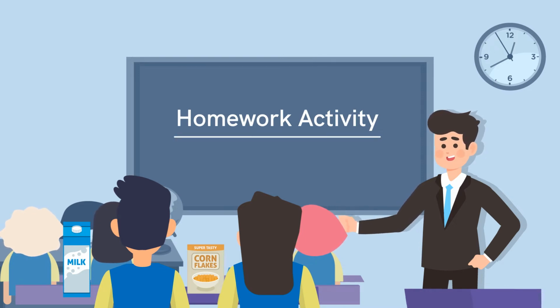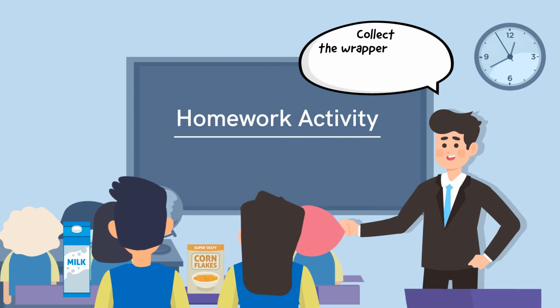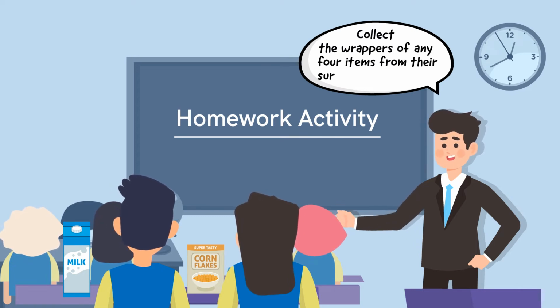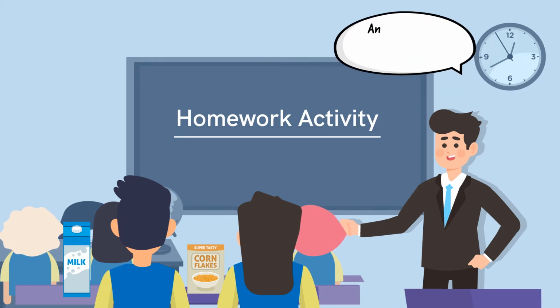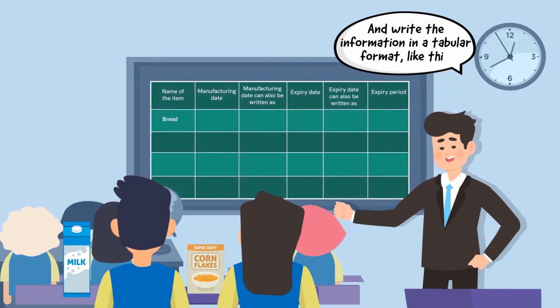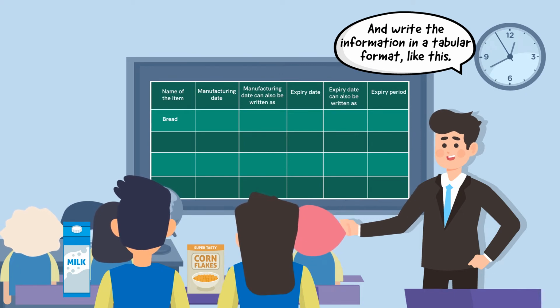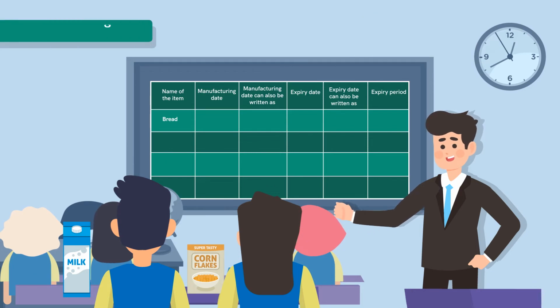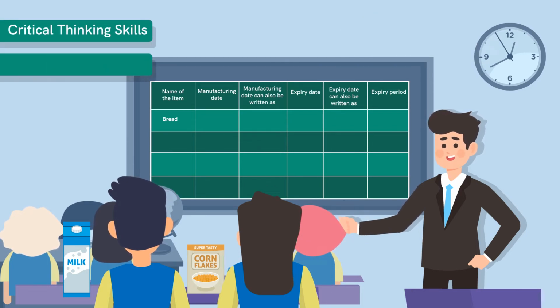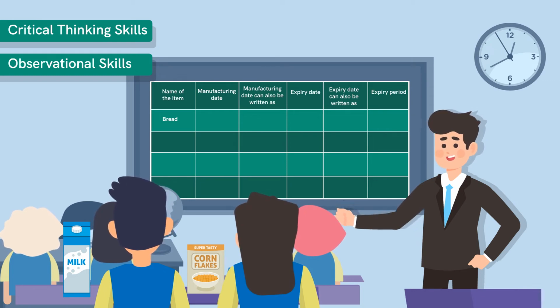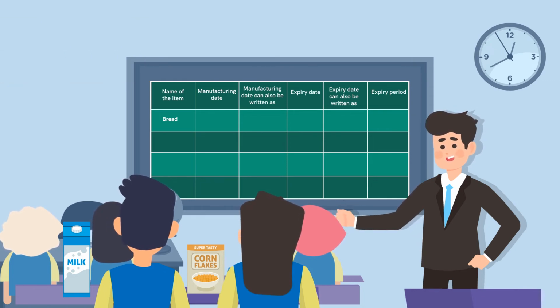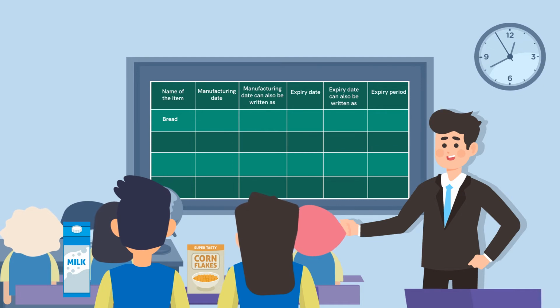Inform the students that they have to collect the wrappers of any 4 items from their surroundings at home. Ask the students to record the information in a tabular format as shown. As the students find and enter the required information, it will aid in developing their critical thinking and observational skills. To guide the students with the way in which the information is to be filled, let's give them an example.